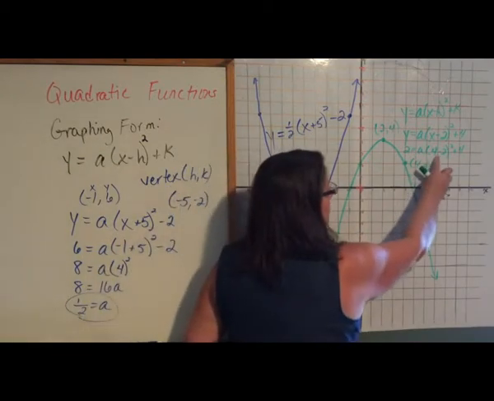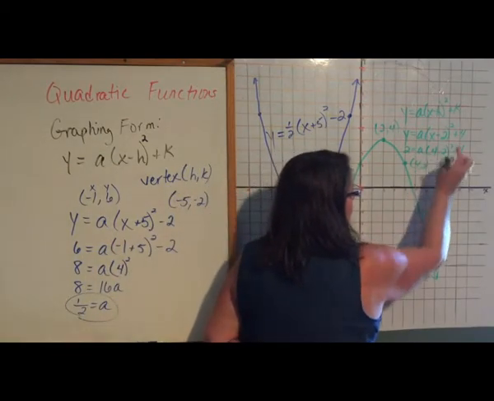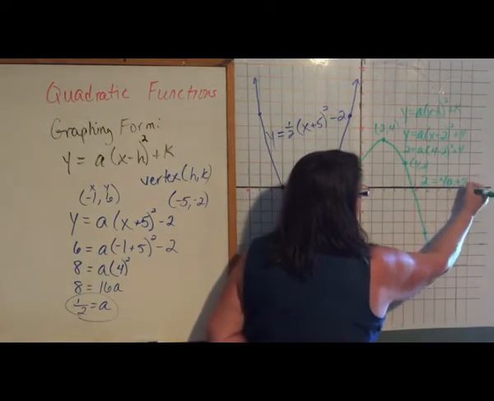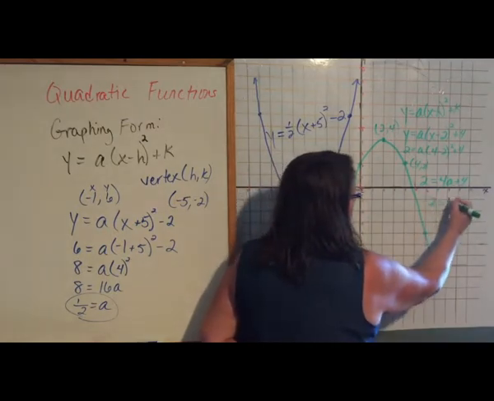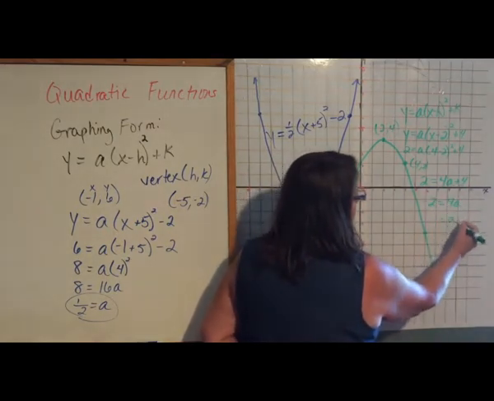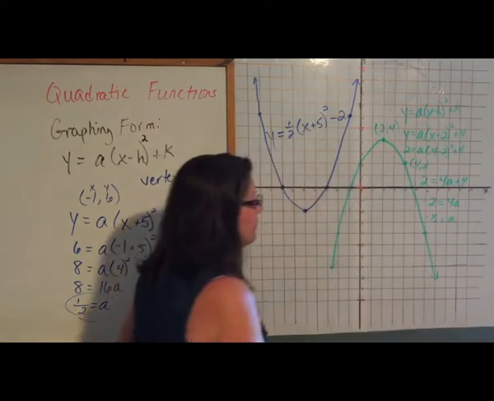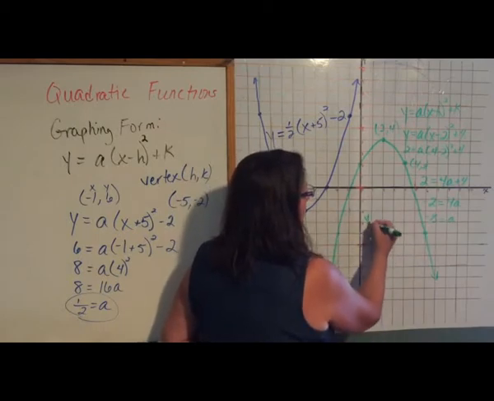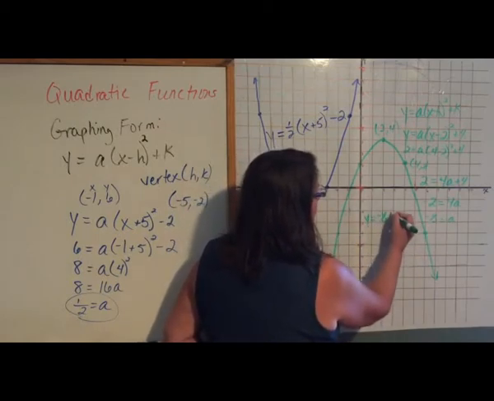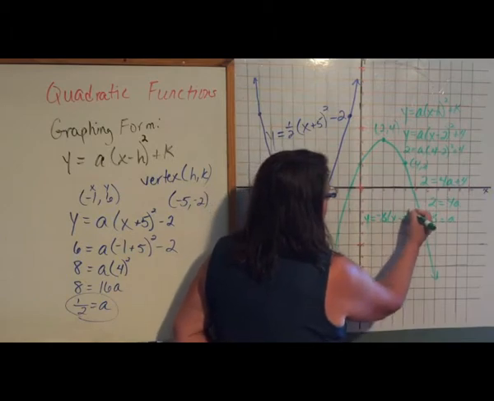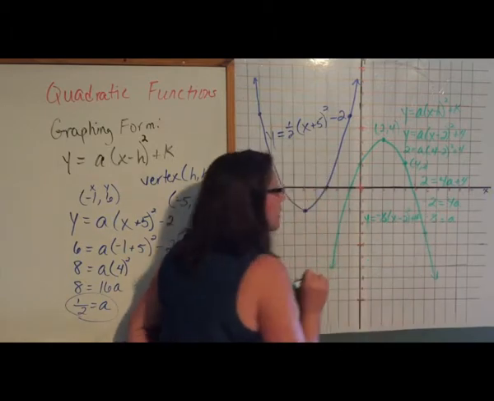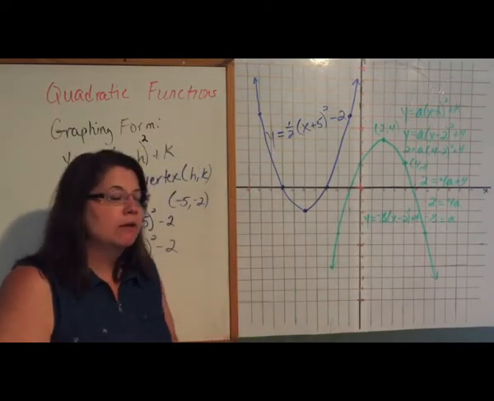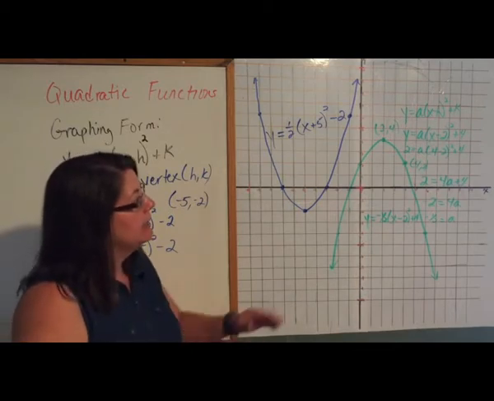4 minus 2 is 2, and 2 squared is 4. So that leaves me with 2 equals 4A plus 4. I'll subtract the 4 over, divide by 4, and I'll have negative 1/2 for my A value. So my equation for that quadratic is y equals negative 1/2 times (x minus 2) squared plus 4. So if you know the graphing formula for a quadratic, it's that simple.